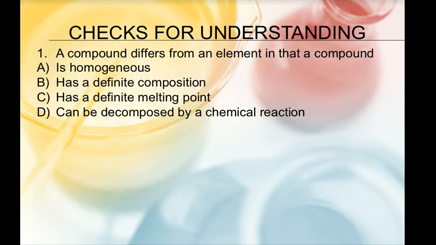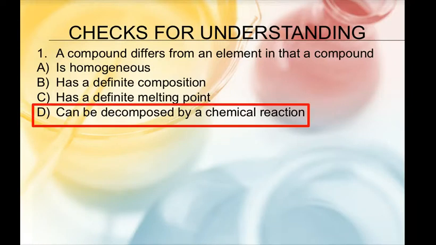A couple of questions here just for you to check to see if you understand. It says a compound differs from an element in that a compound, well, both elements and compounds are homogeneous, so A is not the answer. They both have a definite composition. They both have a definite melting point. The only thing that's different between an element and a compound in these four is that compounds can be decomposed by a chemical reaction. Elements cannot.